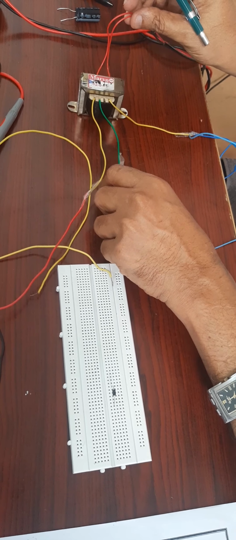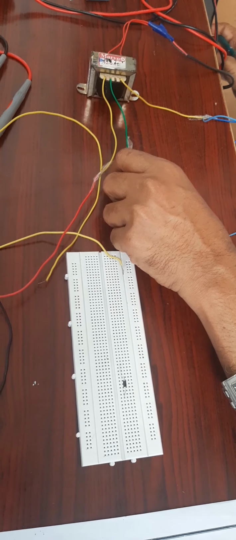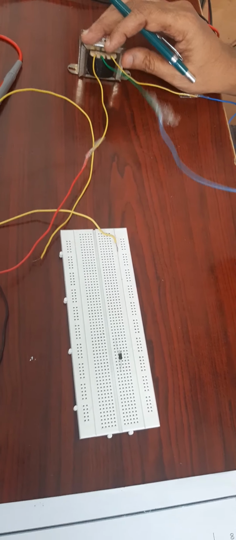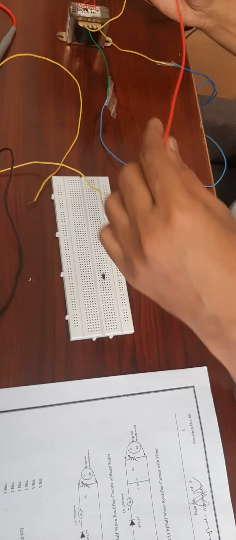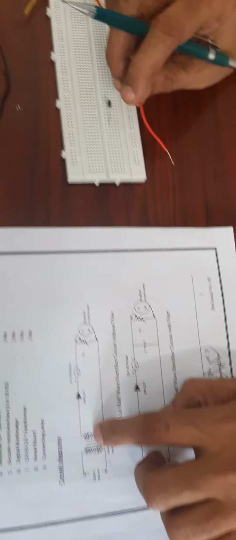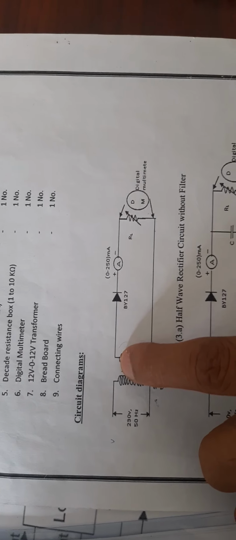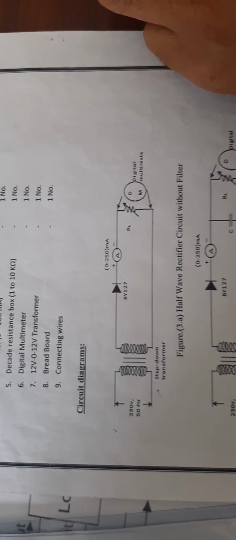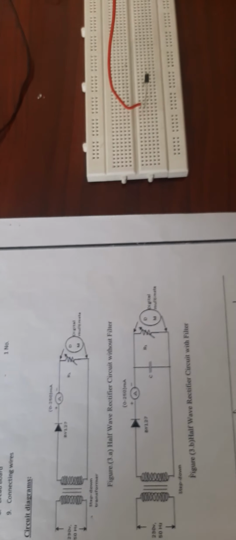This is the primary winding, which is directly connected to the AC mains. Now we are going to connect one of the secondary windings. As per the circuit, one winding terminal is going to be connected to the anode here. So I am connecting it here. You can see this is connected to the anode.